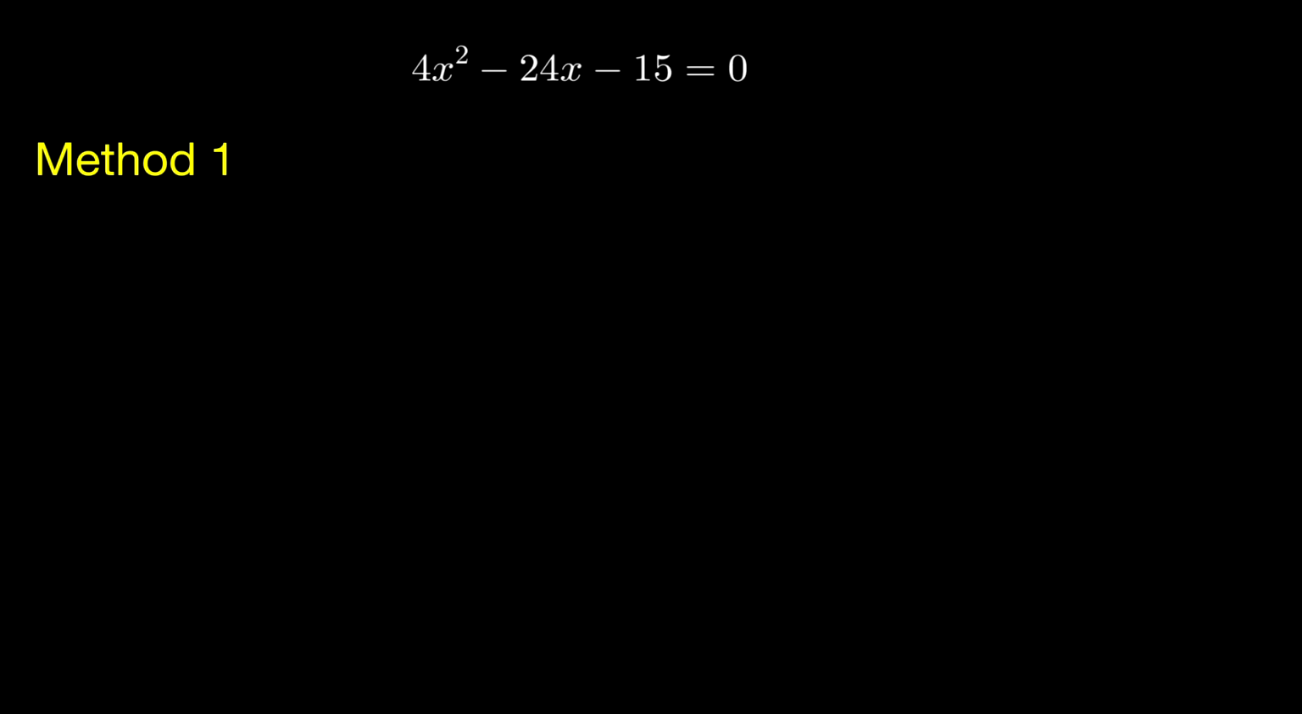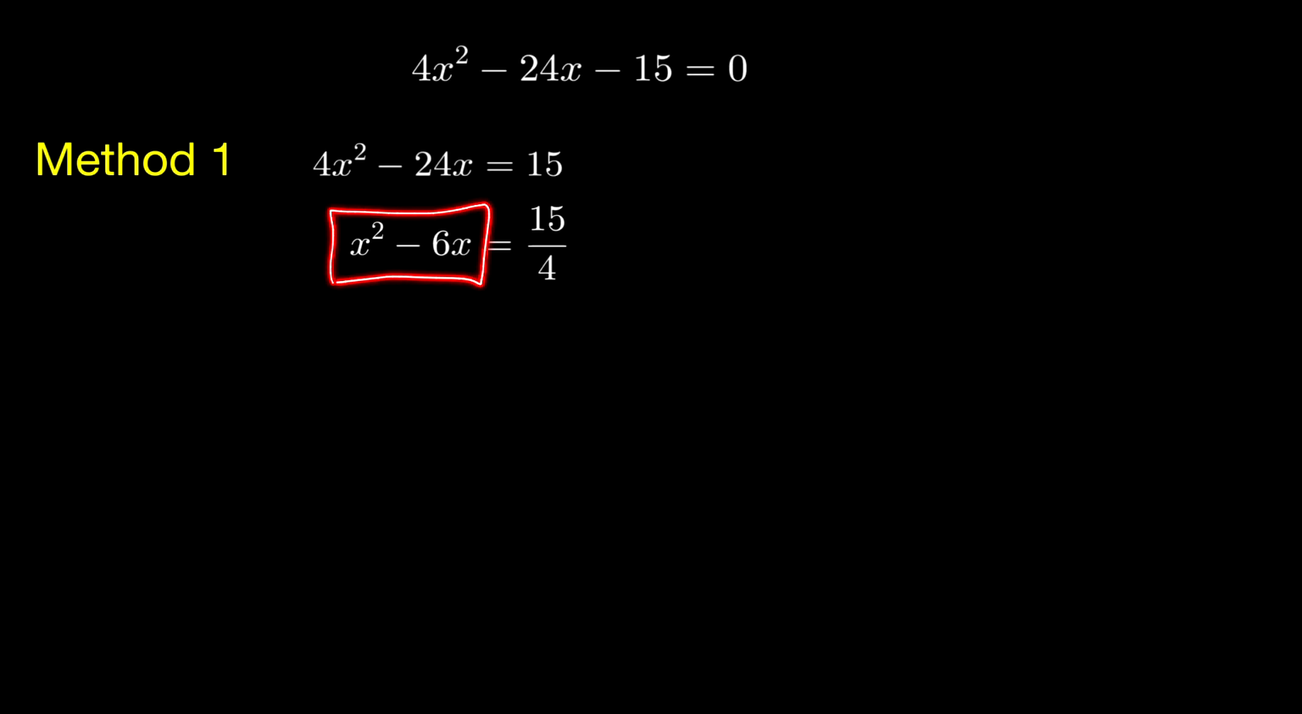Before we divide both sides of this equation by 4, let us first move the constant negative 15 to the right-hand side of the equation to get 4x squared minus 24x equal to 15. Now, to make the coefficient of x squared equal to 1, we're going to divide both sides by 4. And this will give us x squared minus 6x equal to 15 over 4. So now, how do we make this binomial here a perfect square trinomial?